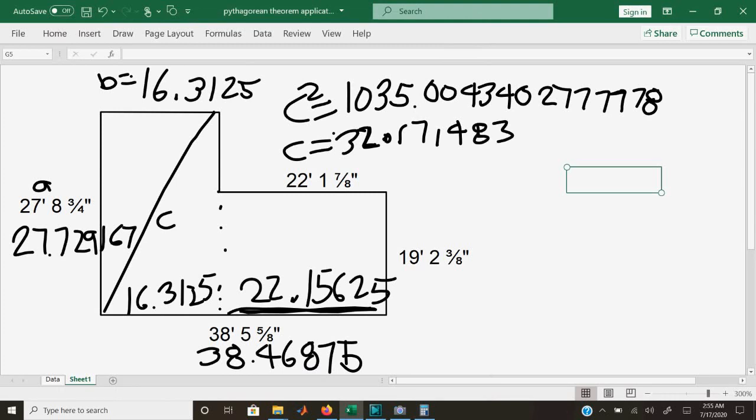And I'm going to take a minute to monitor what I'm doing and think about my answer, just because there's so many mistakes you can make doing this. If I look at this, 27 and 16, C has to be the longest side. So it has to be more than 27.7. It has to be more than 16. My answer fits that criteria.